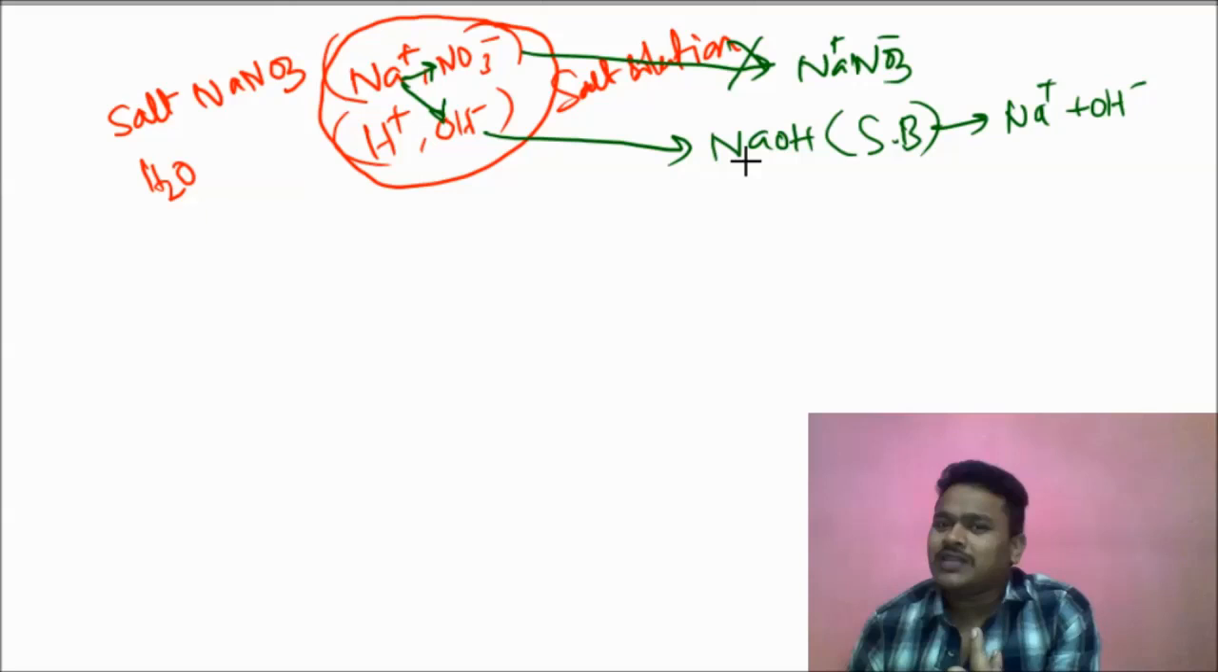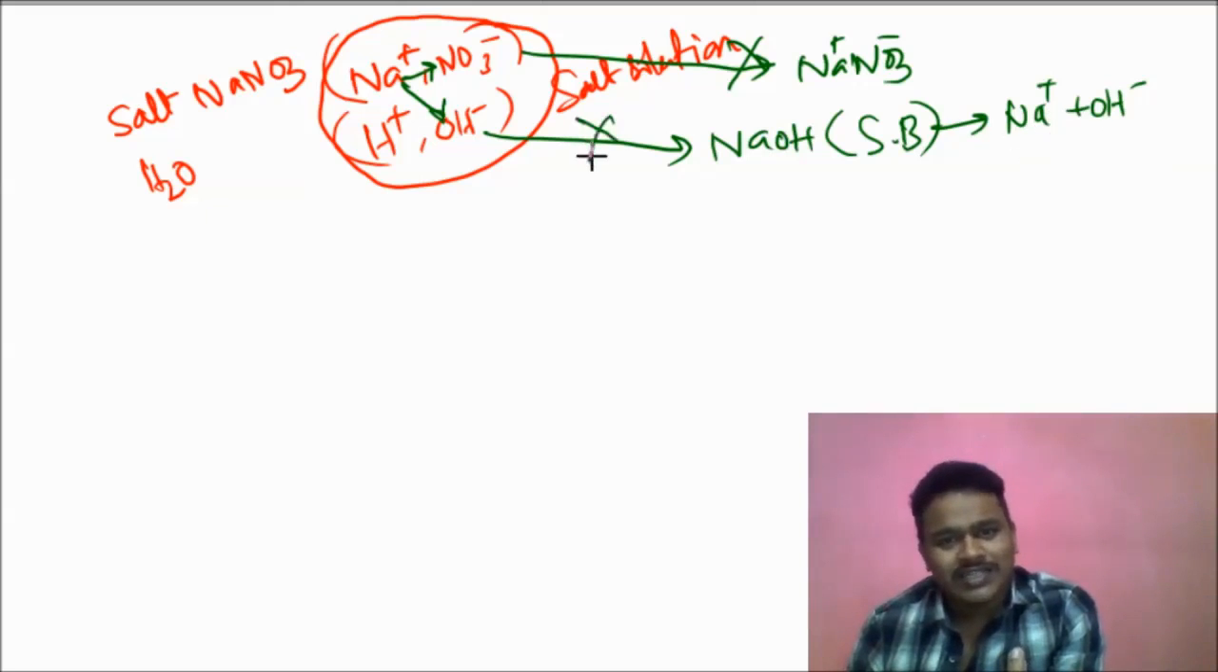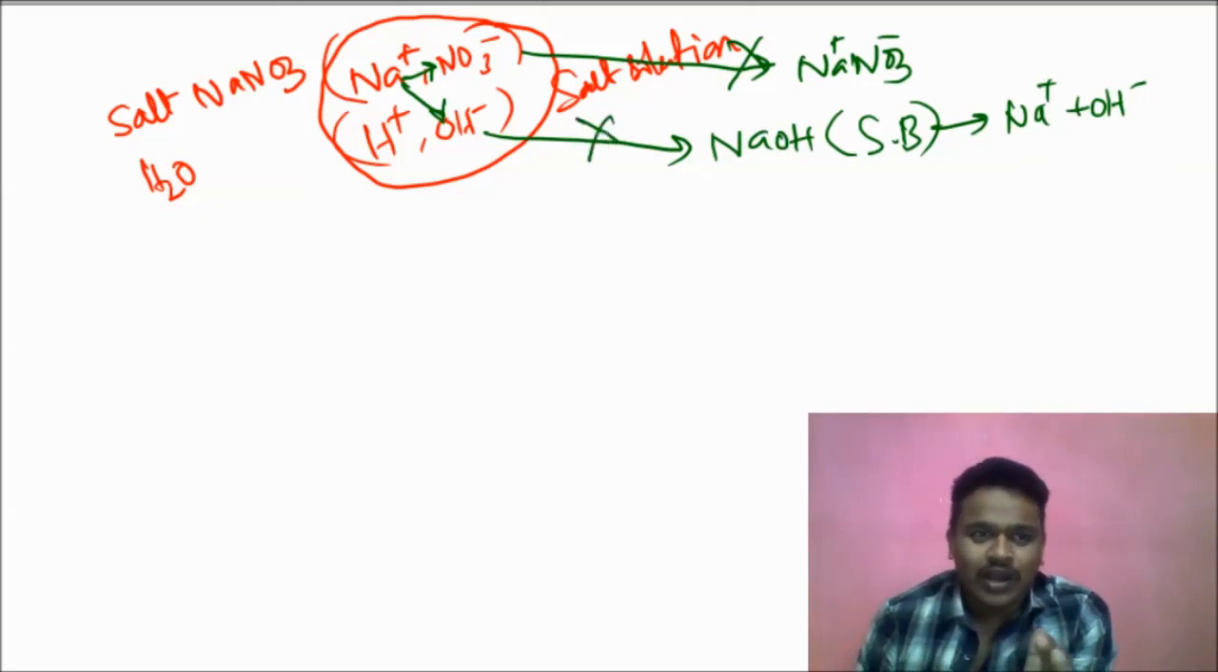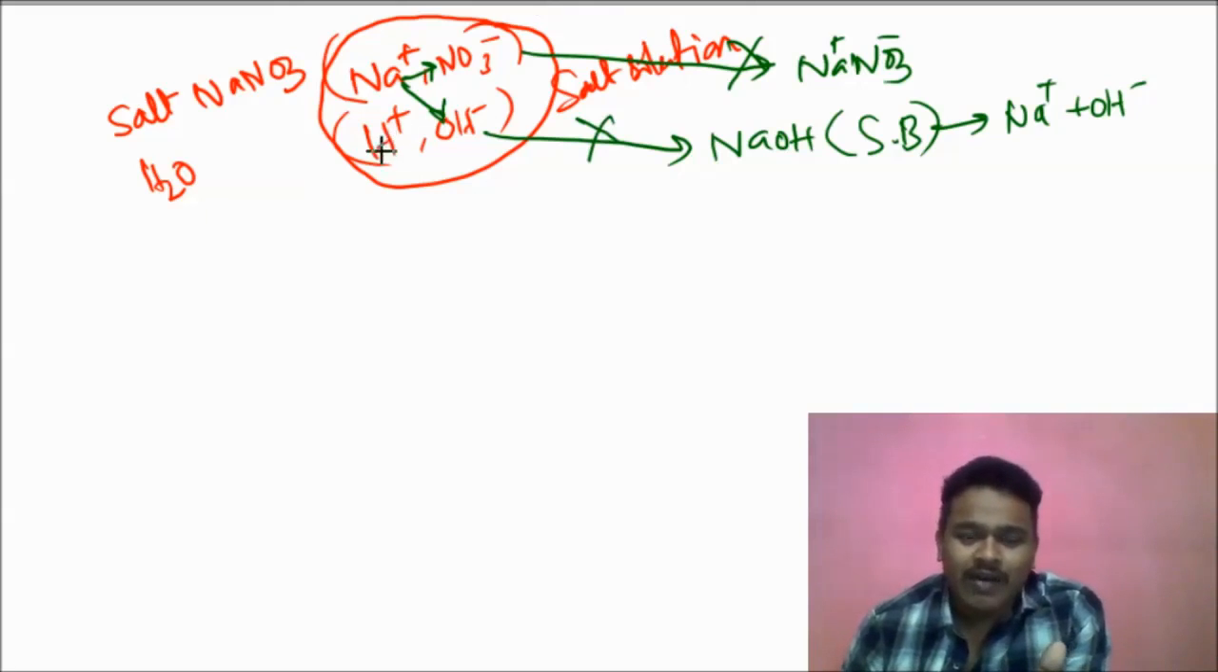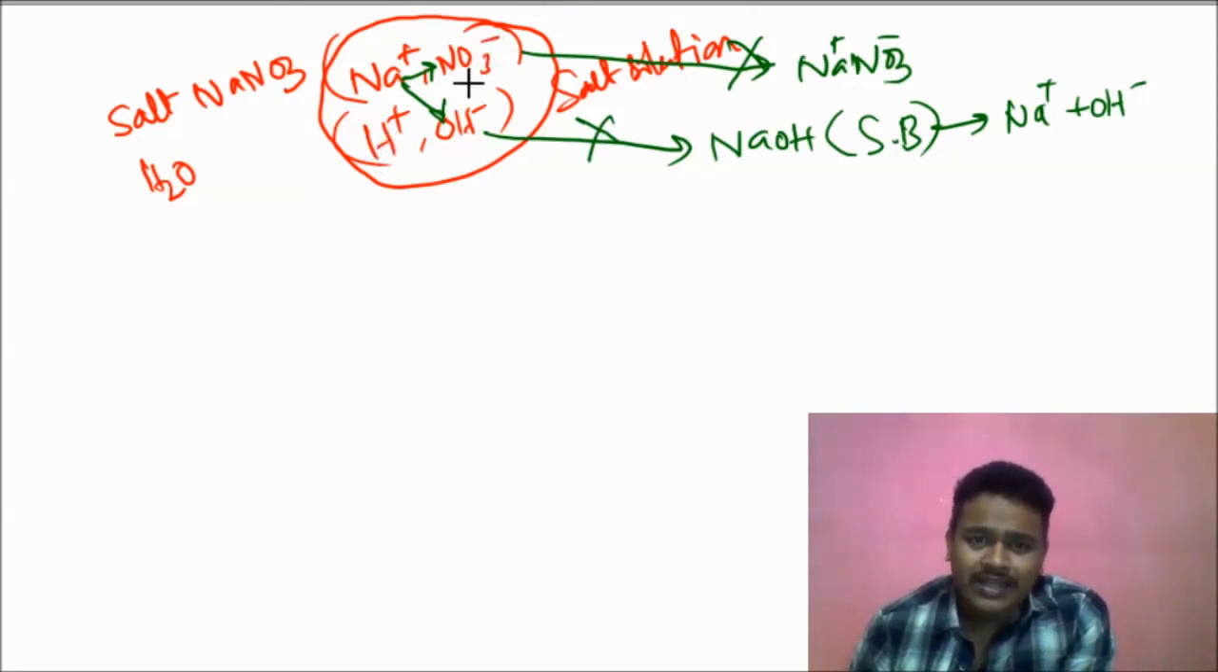So for NaOH, we are expecting that immediately it has to give Na plus and OH minus. So again it is converting into ions only. So this tendency is also not possible. Now come again. Now I will take this the other way.